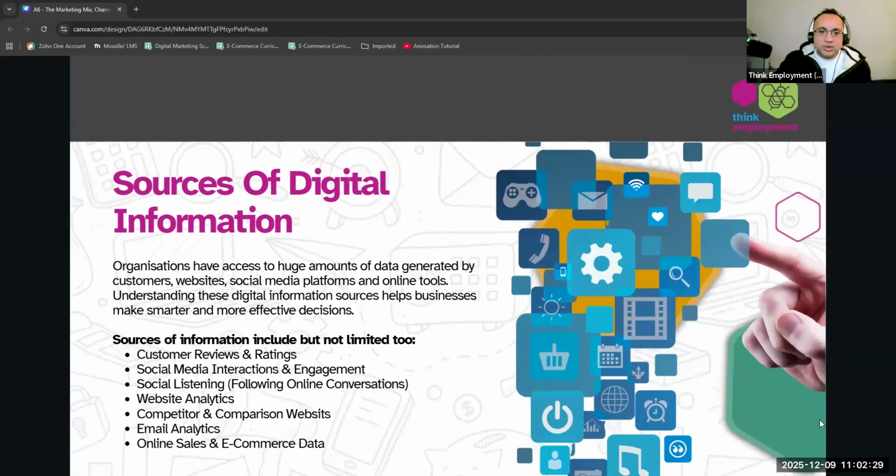Okay. So to understand digital information, we've got to look at various sources of information, which is basic. We know we're looking at digital, so we're looking at online, right? And information, what does information mean? Basically, it's data. Okay. So the data can come in different forms. And for a business, data is very valuable. Data is gold, basically. It's the digital oil.